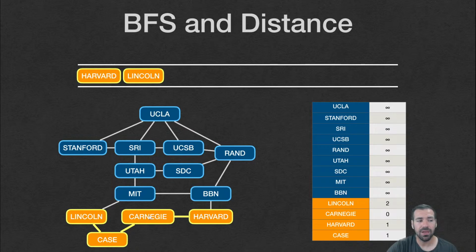So Case is going to look at Carnegie. It's going to peek at Carnegie and say, have I explored this node already? And this time the answer is going to be yes. Yeah, we explored that node already. So we don't do anything. There's nothing to do. If you've already explored a node, you don't do anything. You just skip it.